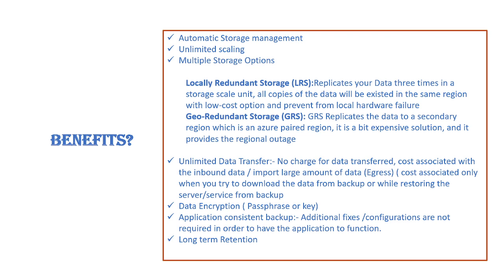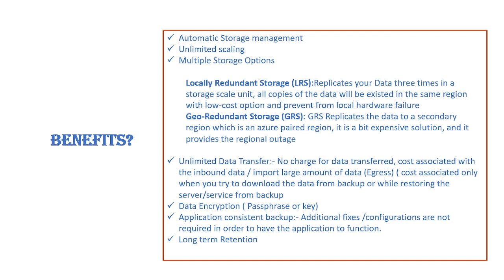So multiple storage options are there. If you want to safeguard the data within the same data center, you can go with locally redundant storage, LRS. What it will do is replicate the data 3 times in a storage scale unit. Means within the same data center, in 2-3 places or 2-3 storage boxes, it will replicate your data 3 times. If you opt for locally redundant storage, your data is safeguarded within the data center only, but physically it is safeguarded. It will keep the data in 3 different storage pools or 3 different storage boxes.